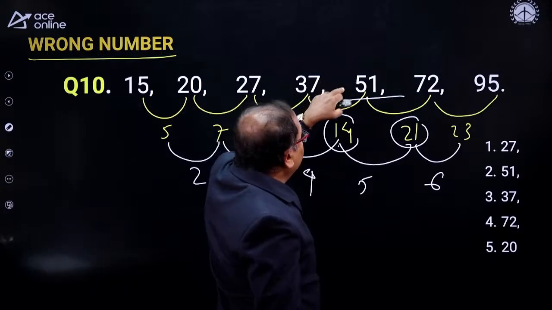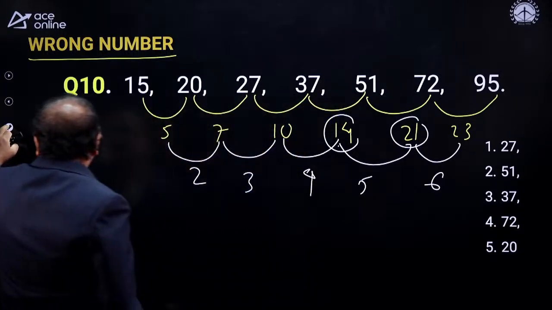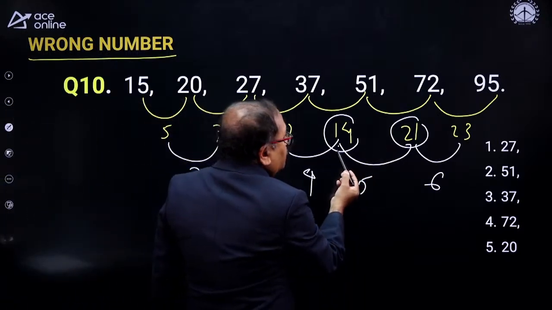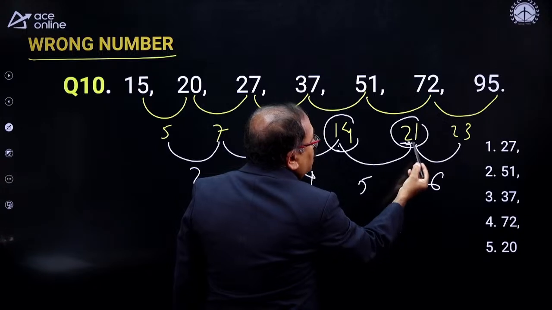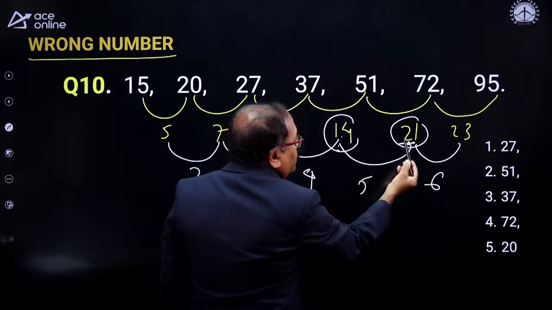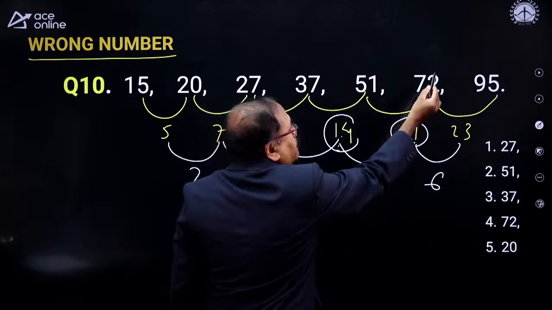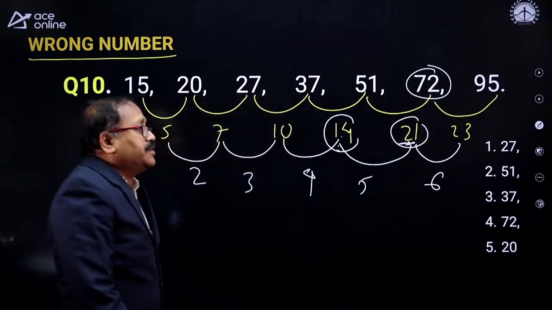Likhita, up to this it is correct. So where is the difference? From here to here the difference is wrong here. It should be 14 plus 5. 19 should be the difference. That means this is a wrong number. 72.